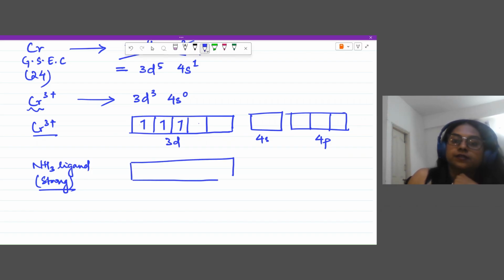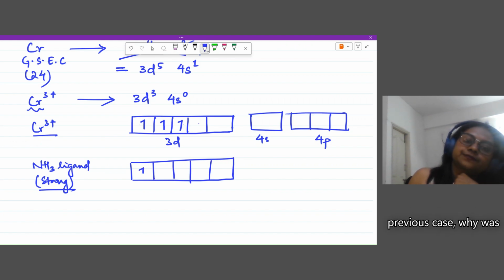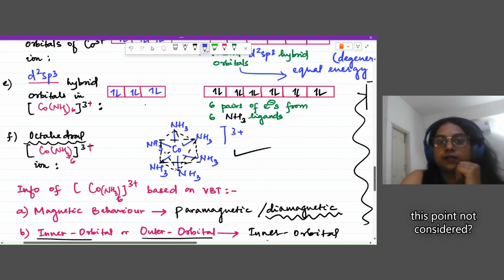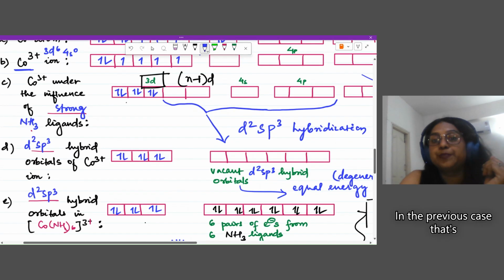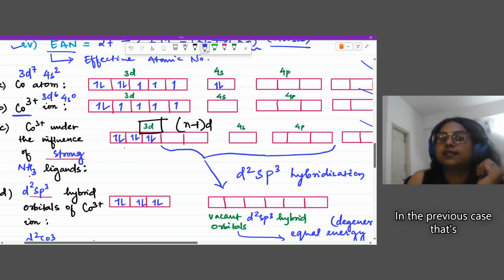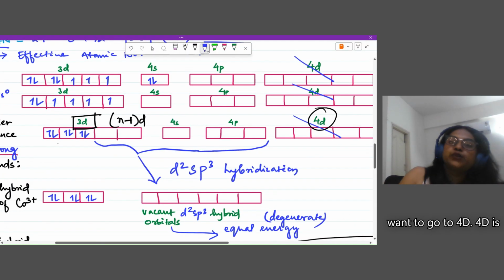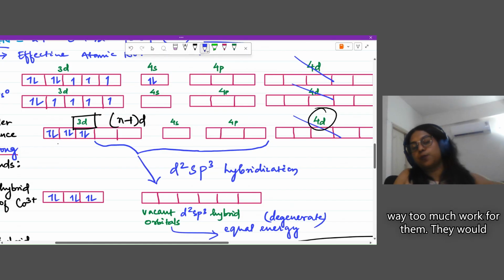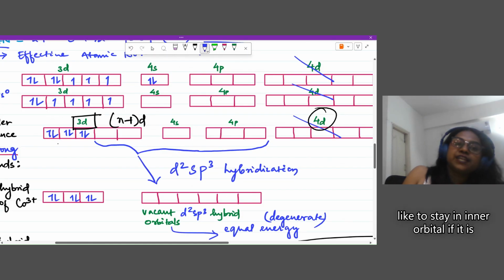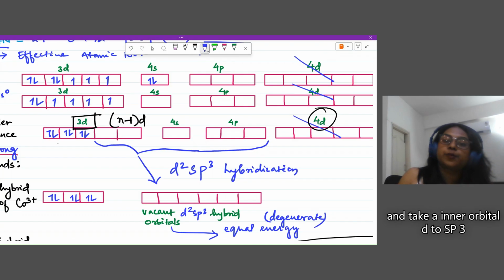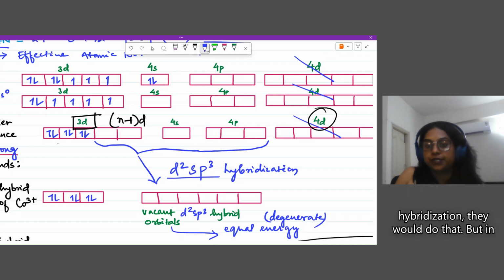Okay. Yes, have a doubt? Why, in the previous case, was this point not considered? In the previous case, that's because strong ligands don't want to go to 4d. 4d is way too much work for them. They would like to stay in inner orbital if it is possible. If they can pair things up and take an inner orbital d2sp3 hybridization, they would do that.